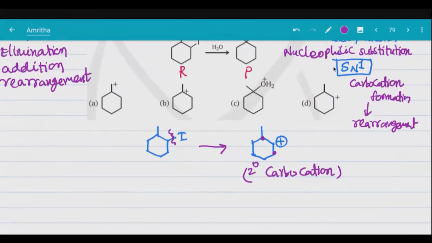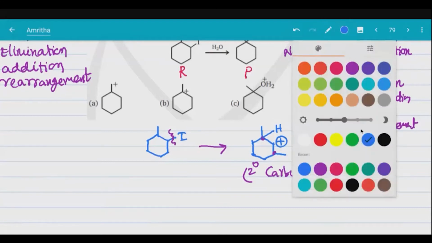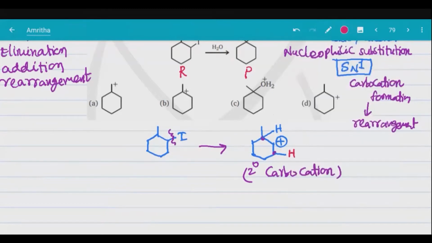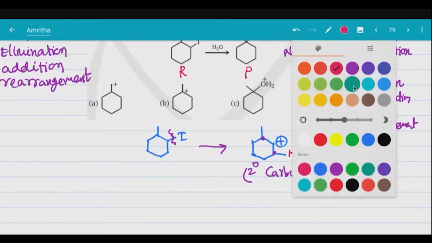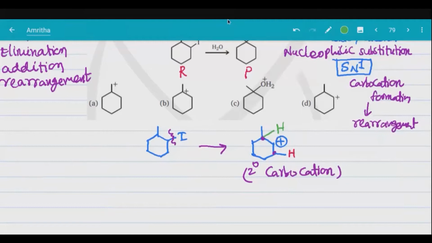Now I'll shift one of the hydrides adjacent to this. There are two hydrogens; here also there is hydrogen. Let me change the color. Let us say this is green and this is red. Which one should I shift? Any H minus I can shift, but any system moves in a direction to get stability. So which hydrogen should I shift, the green one or the red one?